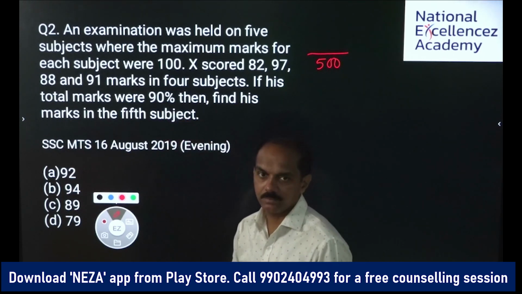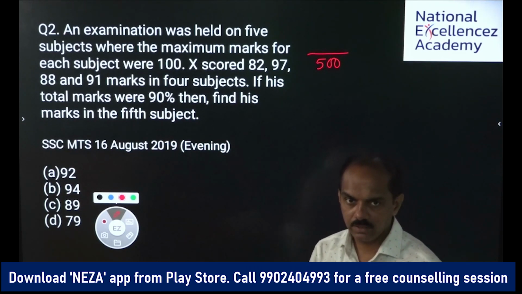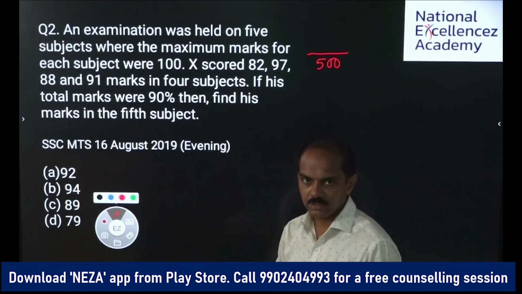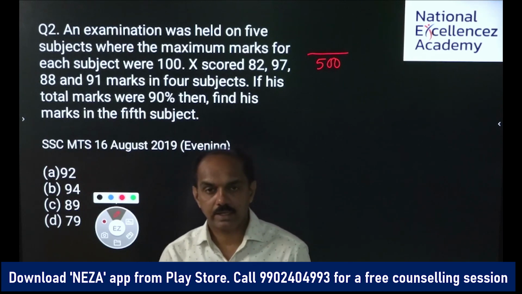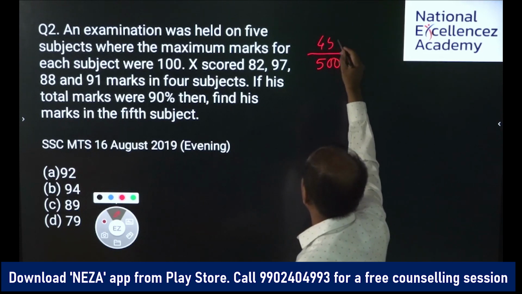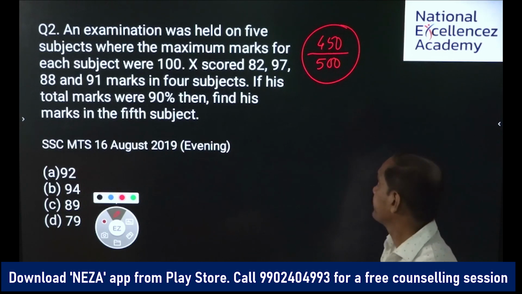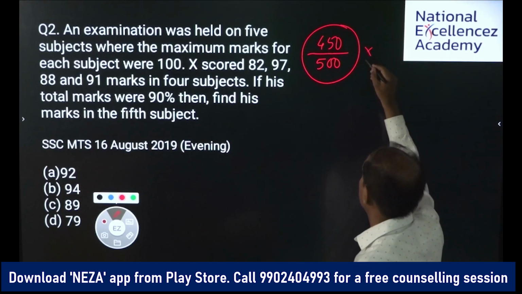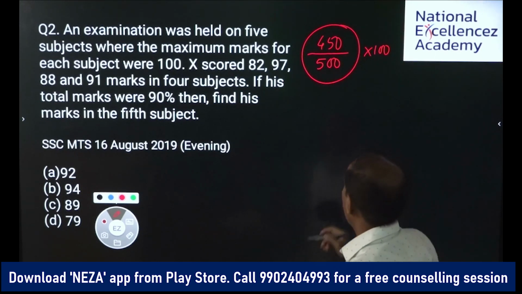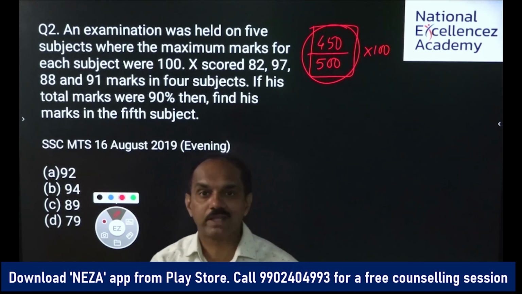In all the 5 subjects, he has scored on an average 90 marks. 90, 90, 90, 90, 90, 5 times 90 is 450. This will give you 90%. Okay, if you want, you can cross check. 450 out of 500 is 90%. So meaning out of a total of 500 marks, he has scored 450 in the end.